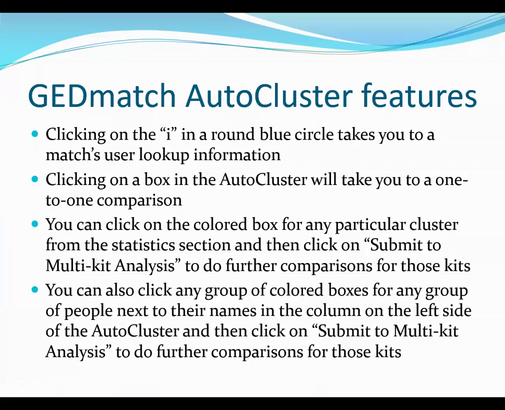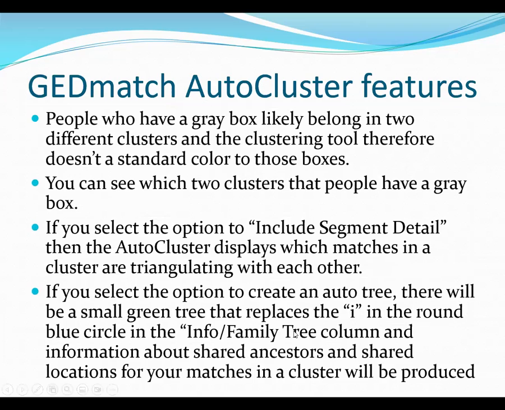So I've kind of tried to highlight some of these features already. The "i" in the brown circles is clickable and takes you to the user information in a box, and you can also do the one-to-one comparisons, as I mentioned earlier. You can also click on a particular cluster from the statistics section, which is on the right side of the auto cluster, and submit that particular cluster to do multi-kit analysis. And you could click on multiple boxes in any group of people to submit them to multi-kit analysis from the left side.